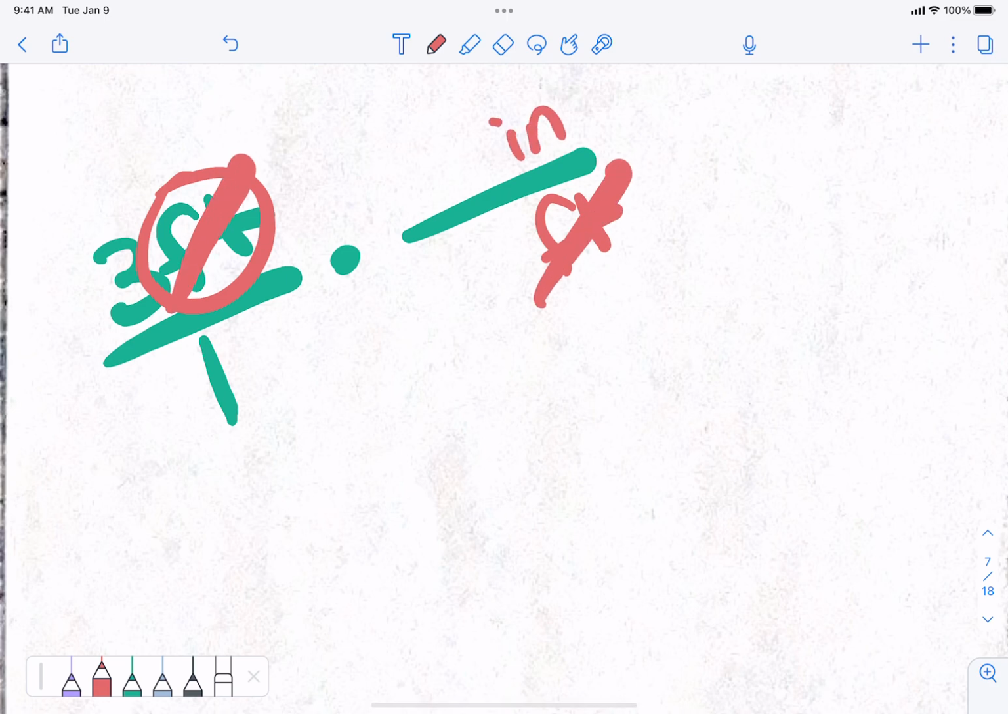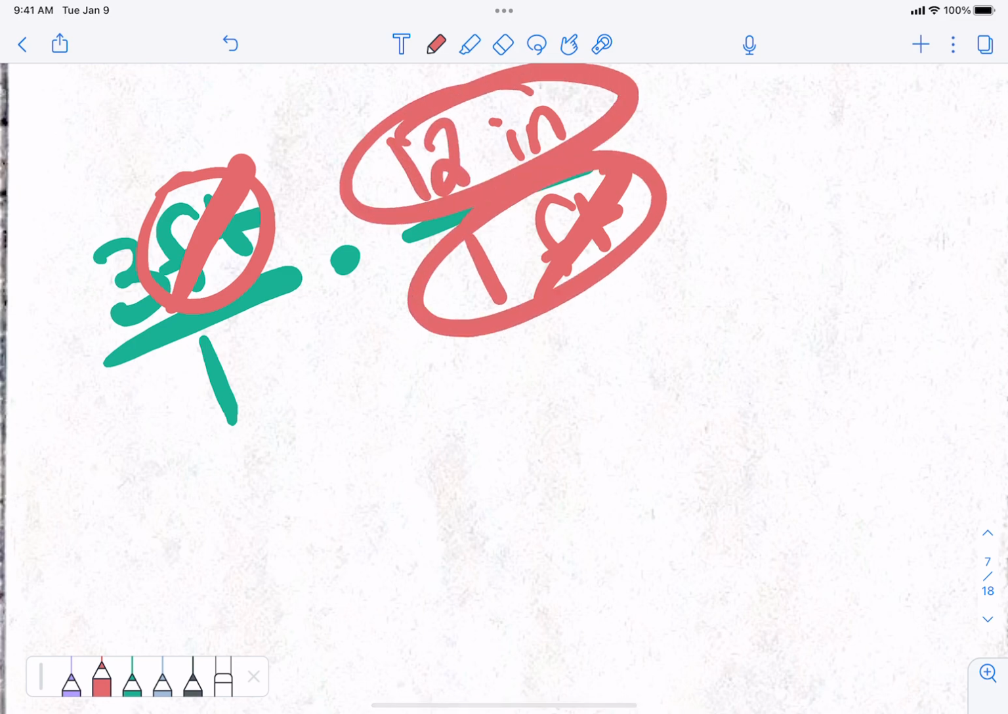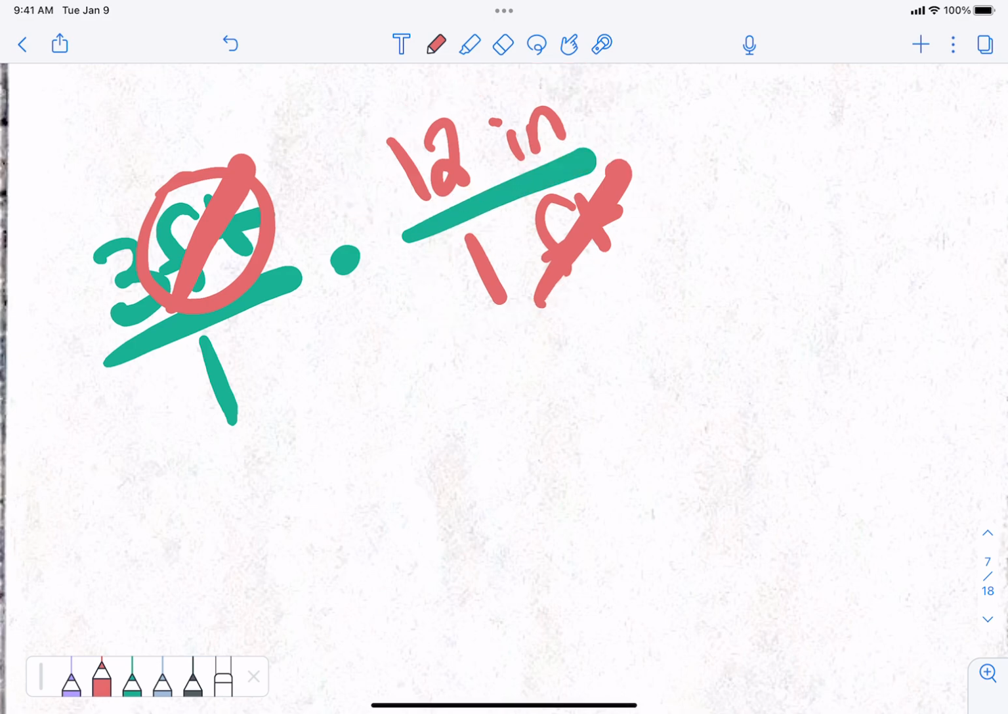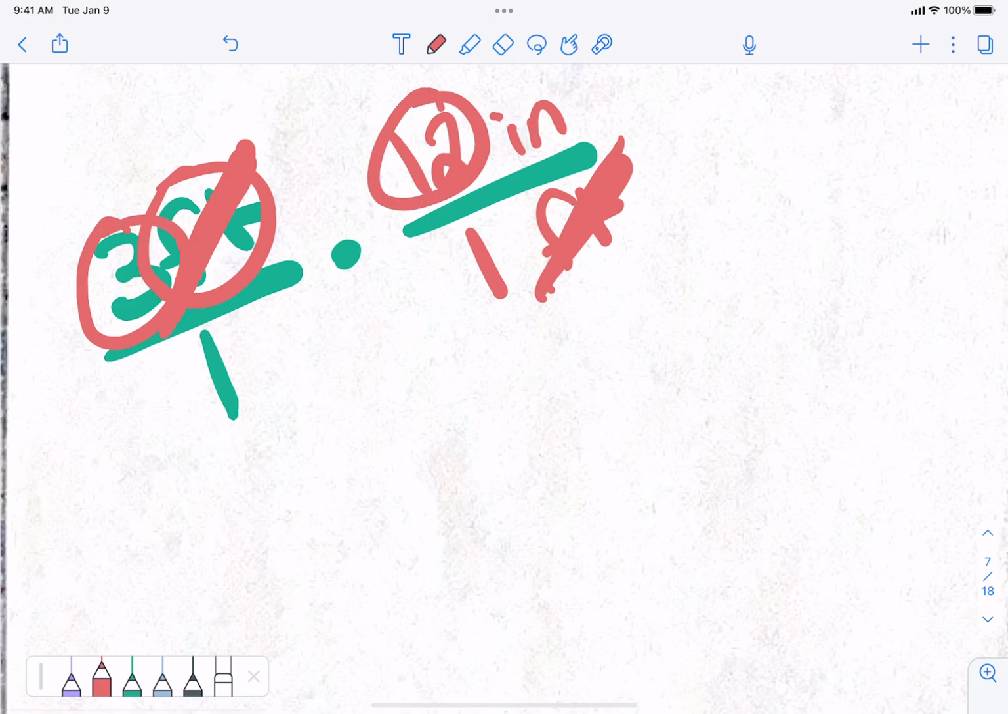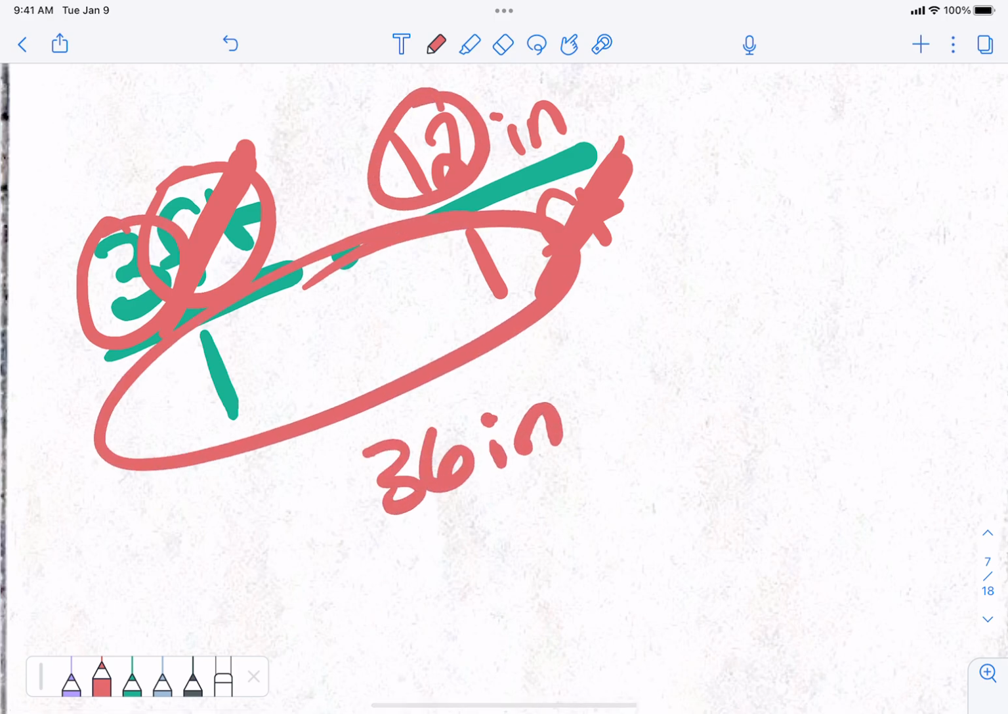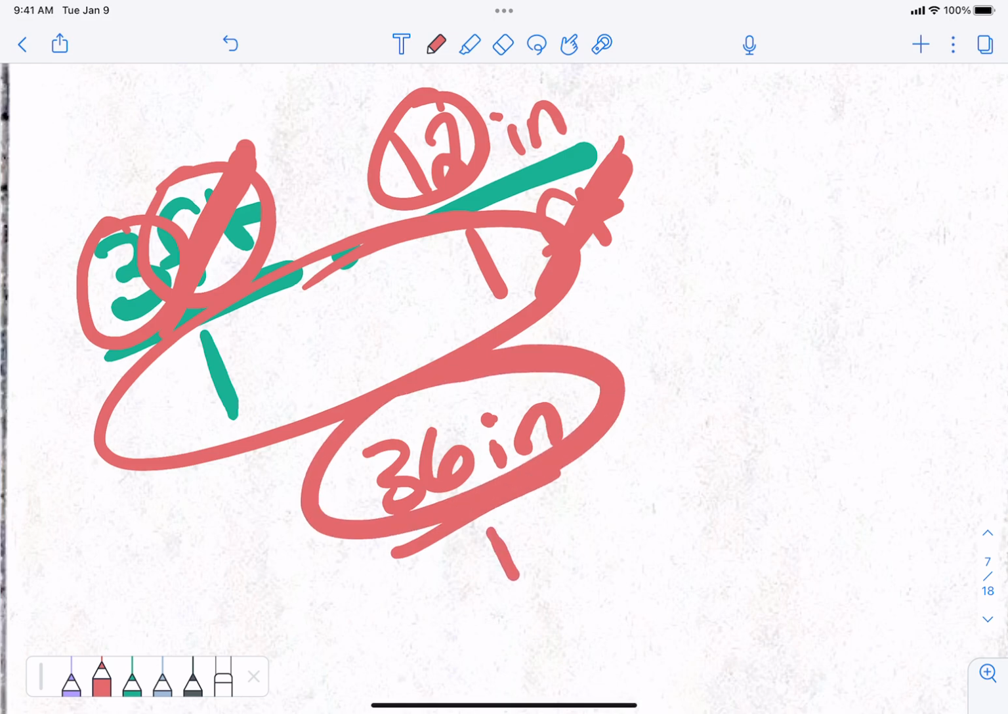And I'm going to put inches on the top. Then I have to convert. So there are 12 inches in 1 foot. 12 inches, 1 foot. Make sense? And then my feet cancel out. So all I do is multiply the top. So I have 3 times 12, which is 36 inches, over 1 times 1, which is 1, or just 36 inches. Does that make sense? So I'm just doing conversions.